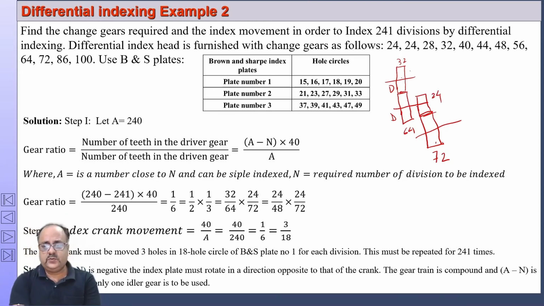I think we have discussed two problems. If you have any doubt regarding this, or if you are not confident in simple gear trains and compound gear trains, please go through those. There is another possible combination: 24 by 48 and 24 by 72. Basically this gear ratio has to be maintained, and you can use any gears so long as the number of teeth are available in the set of gears. That's up to you. I hope differential indexing is clear to you.